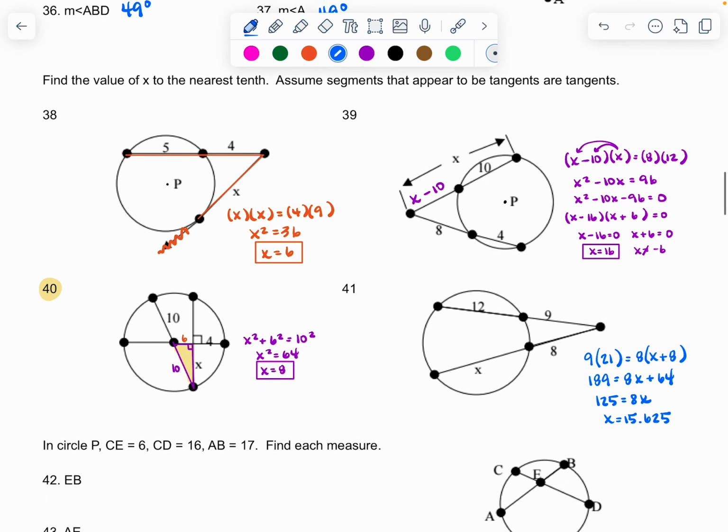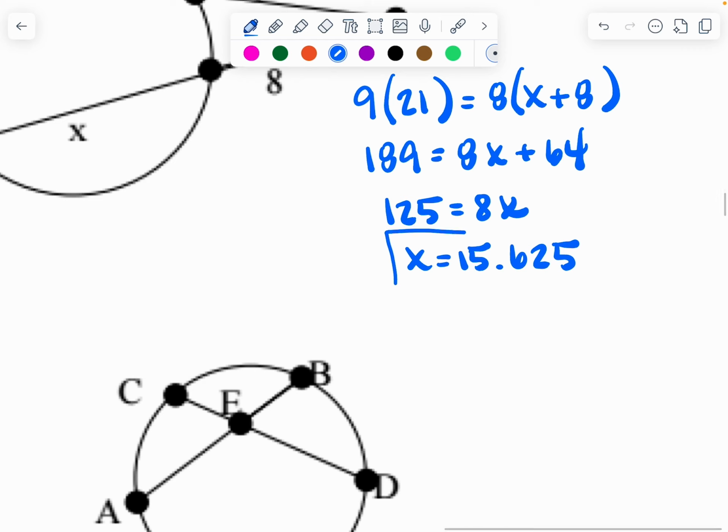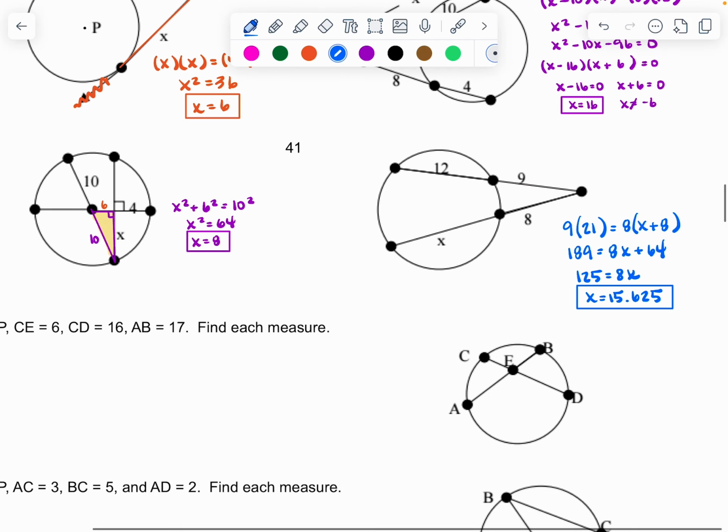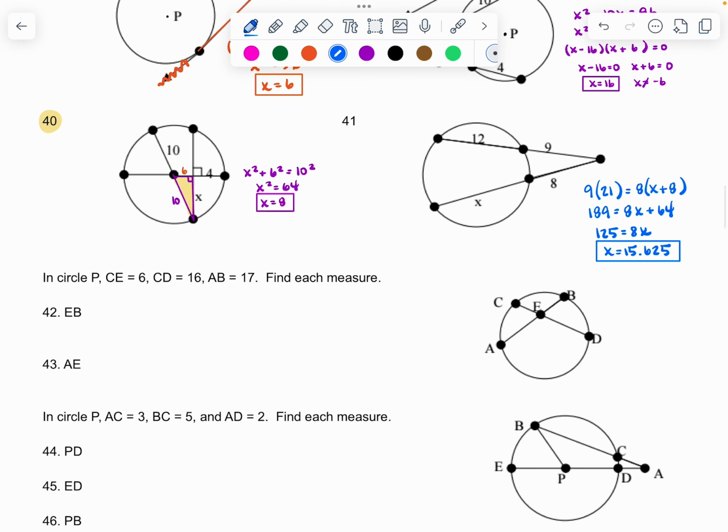Now, I know the directions say to round to the nearest tenth. But there is no need to round to the nearest tenth when it's a finite decimal. So if you wrote 15.6 on the test, I'd be fine with that because that's what the directions said. But again, the only reason I would ever actually need to round to the nearest tenth is if it was an infinite decimal and didn't ever end. And this one does, so I'm just going to leave it exact. Okay? All right.